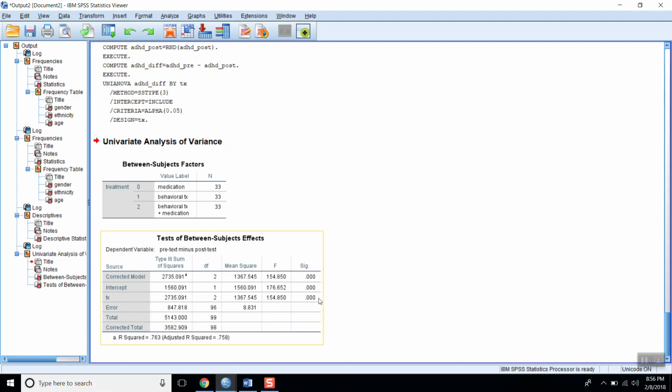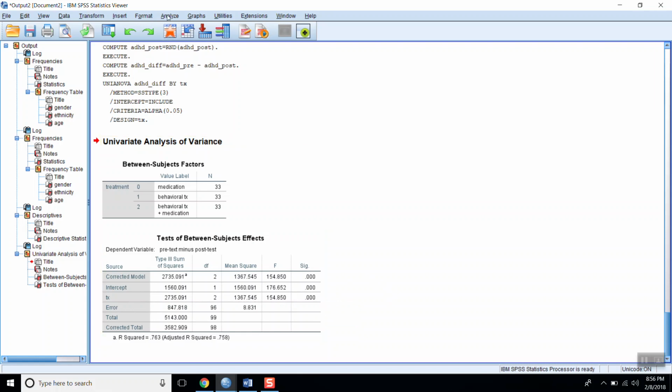Okay, good. We're not finished with this question because we don't know where the differences lie. If this ANOVA came up as not significant, would we be finished with this question? Yes. But since it's significant, we have to do post hoc because we don't know where the differences are. So how do we do that?